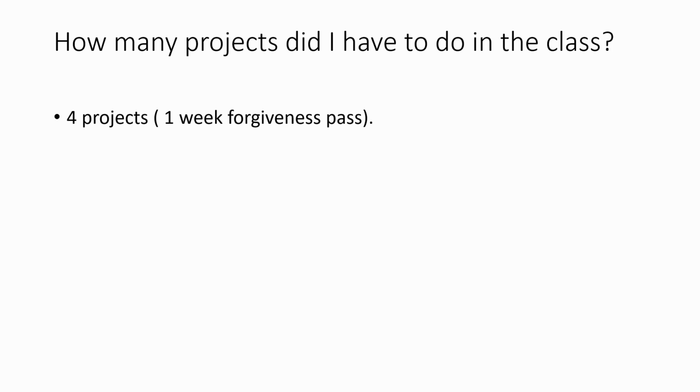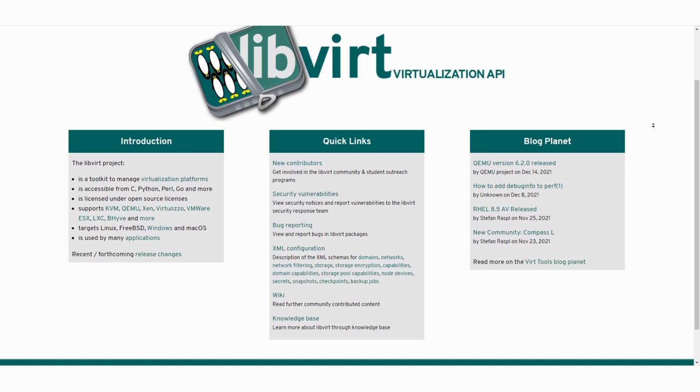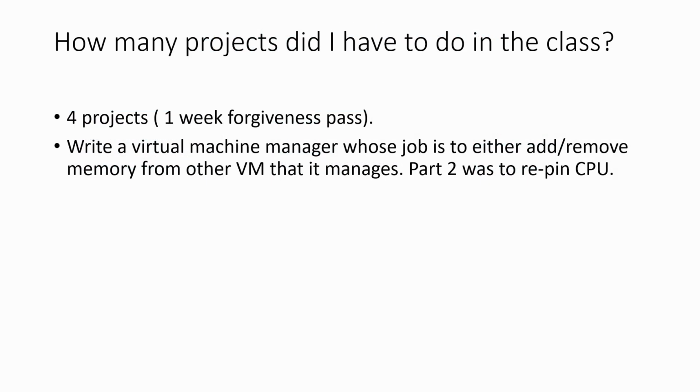So the first project was to write a virtual machine manager whose job is to either add or remove memory to other virtual machines, or to reassign the virtual CPU into physical CPU. So pretty much you have a virtual machine manager that manages all of the other virtual machines. That piece of software would look at which of those virtual machines has memory pressure, and depending on that, it's going to give it more memory, or it can take out memory if another virtual machine is not being utilized. And also, in the second part of that first project, we had to rebalance CPU utilization depending on which of the virtual machines is using more CPU or not.